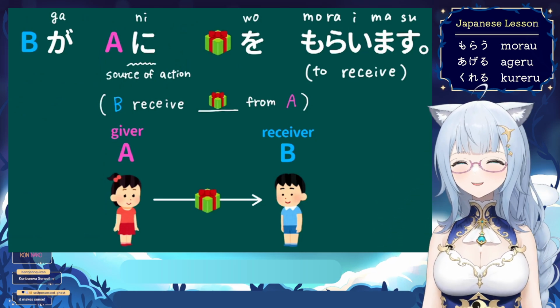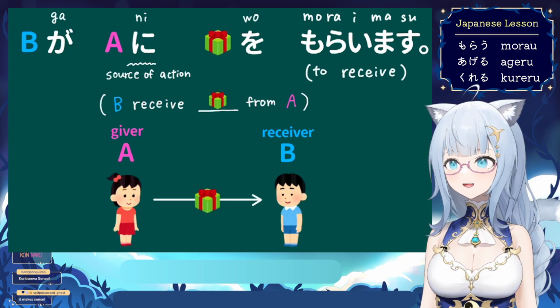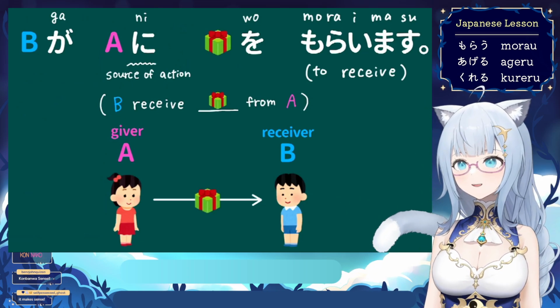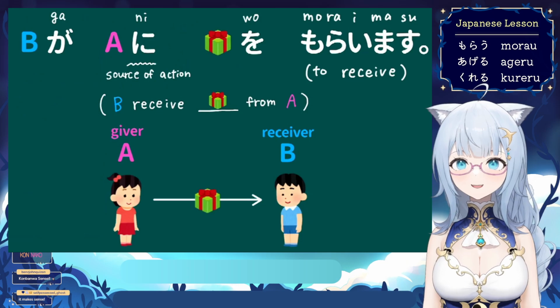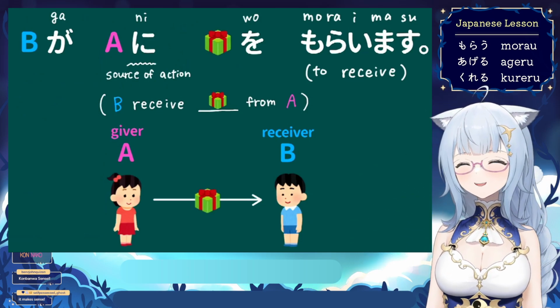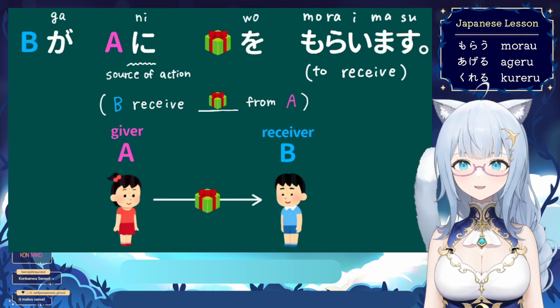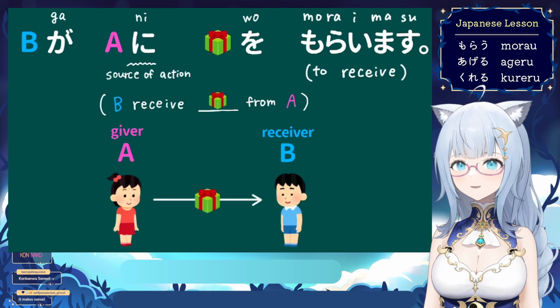And the particle wo is an object marker. So this gift box is an object. So もらいます is very simple and easy to understand because only もらいます means receive.